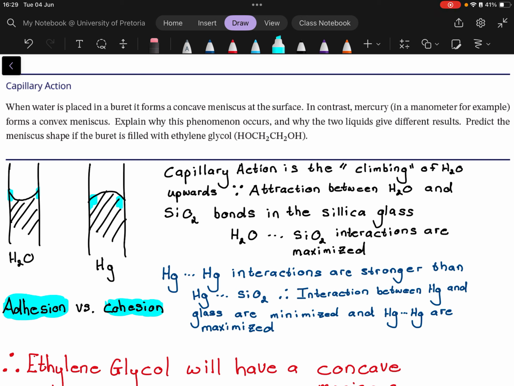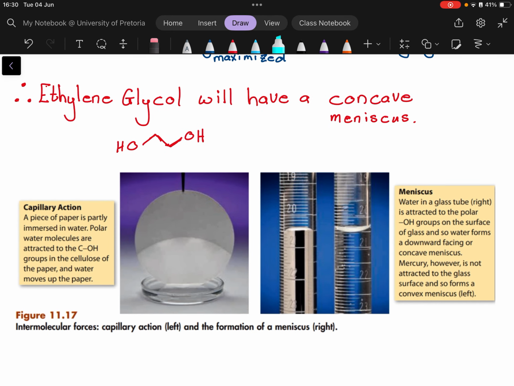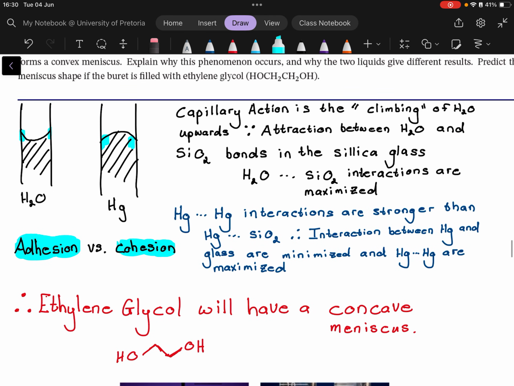So it forms this convex meniscus. In practice, here you see the convex meniscus of the mercury, and you see the concave meniscus of the water. Like I said, in the example of the capillary action of the piece of paper that is partly immersed in the water, the polar molecules are attracted to the cellulose of the paper, and then the water moves up in the paper. You can see that even though it's just touching over there, it's these kinds of interactions.